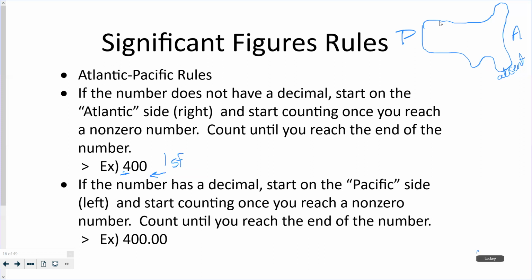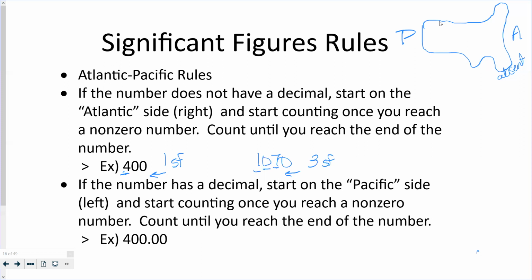Another way you might see this is if we have 1070 as a number. There's no printed decimal point, so we would start from the right and read it from right to left. Our first non-zero digit from the right is 7. And once we start counting, we continue counting. Yet again, we're reading from right to left. So this number has 3 significant figures.